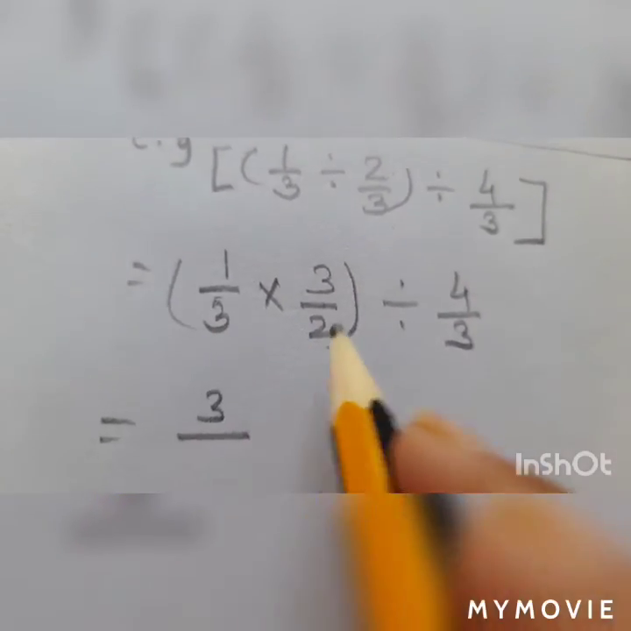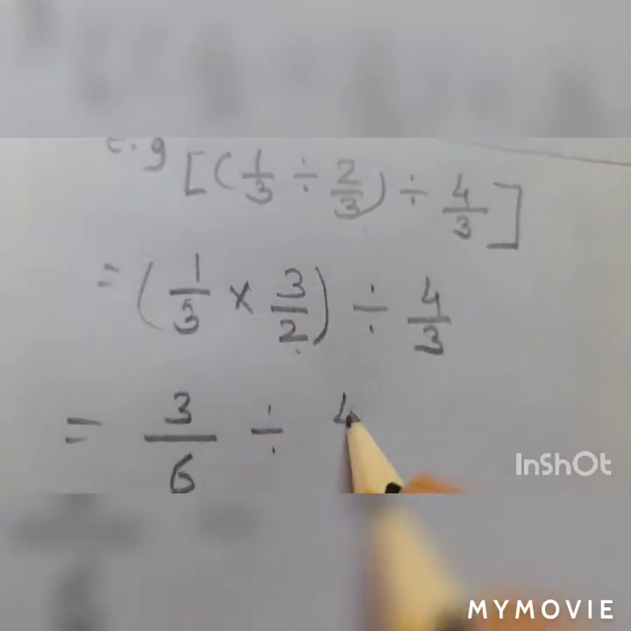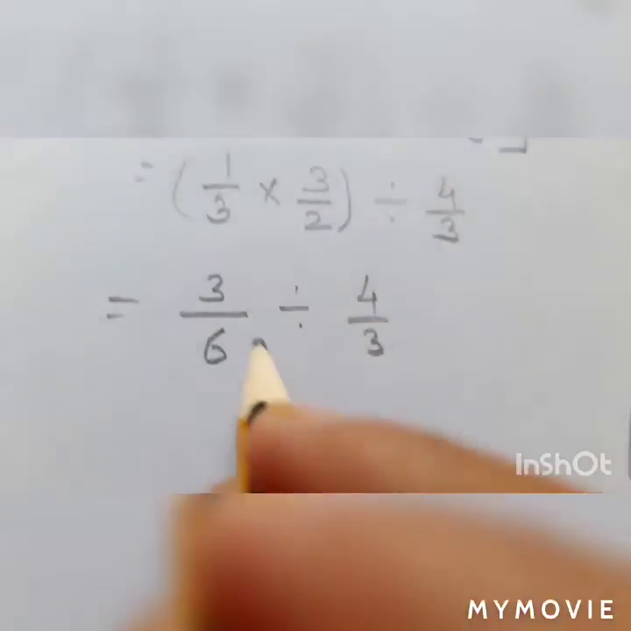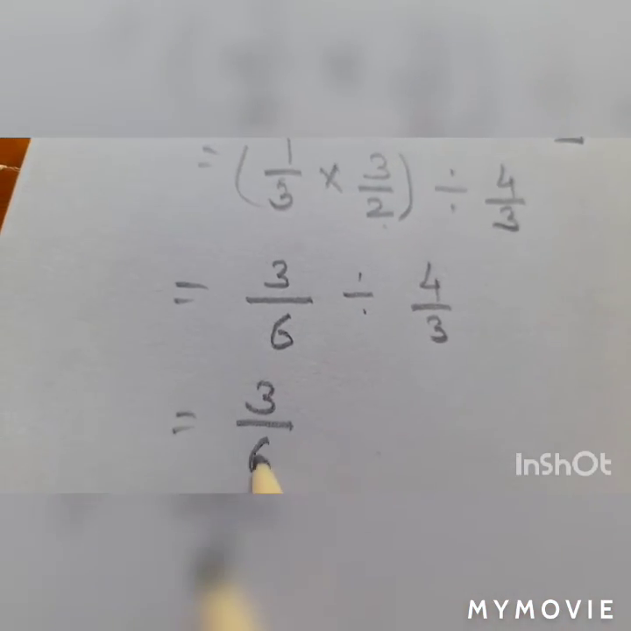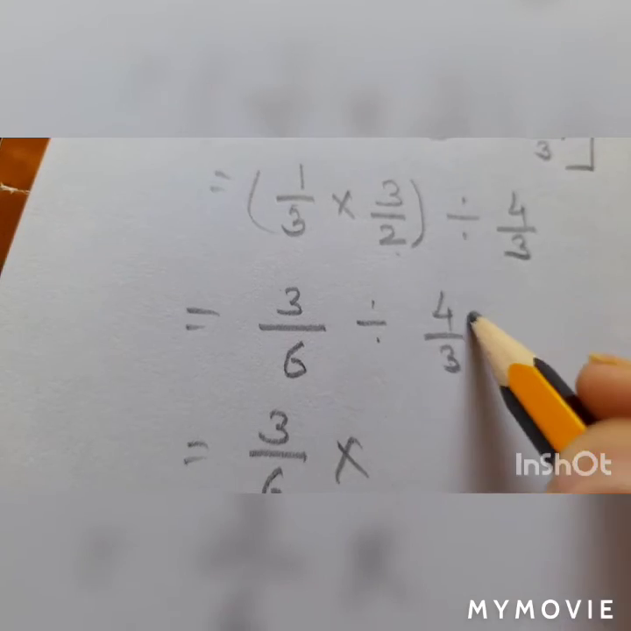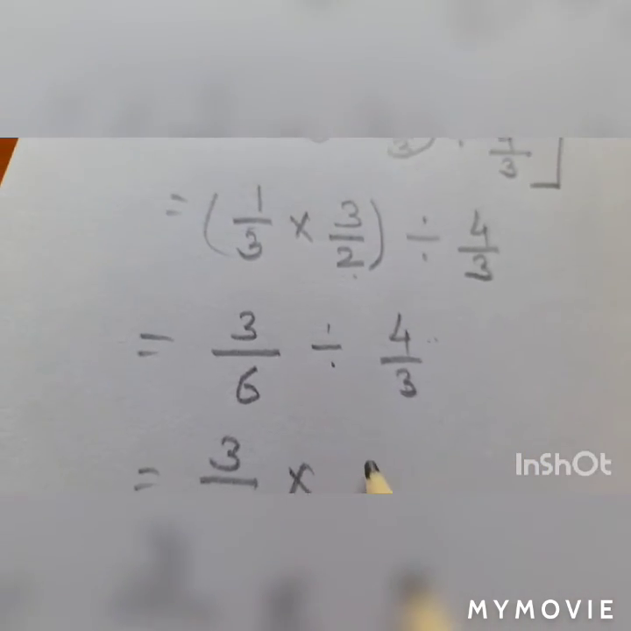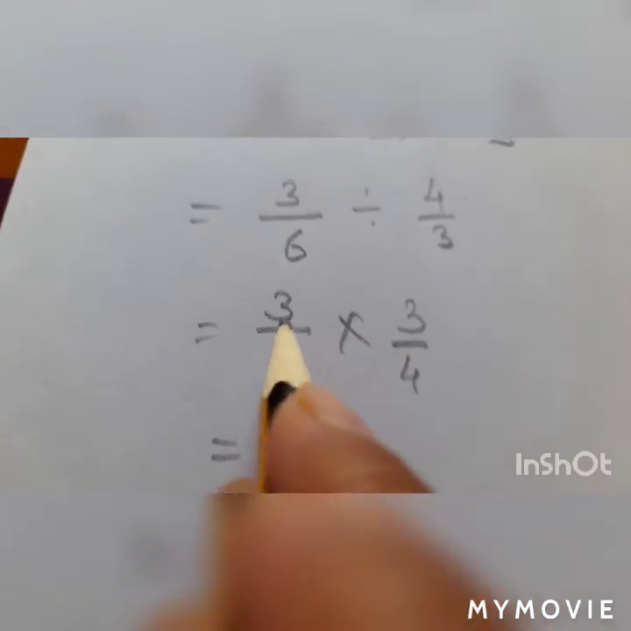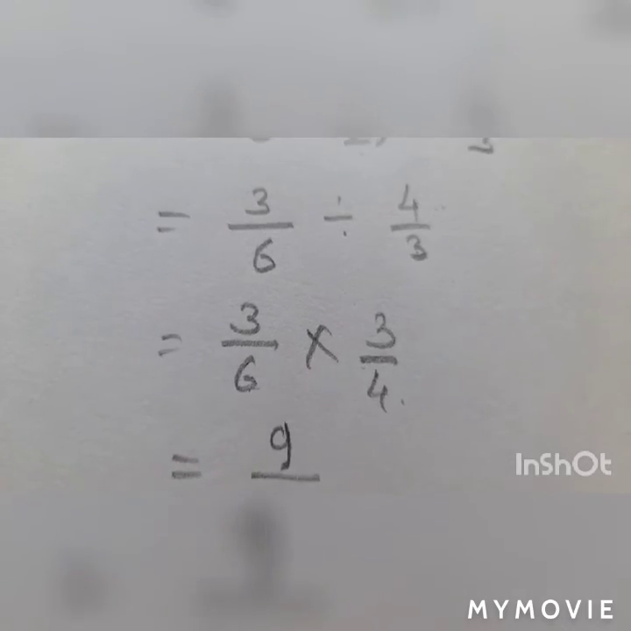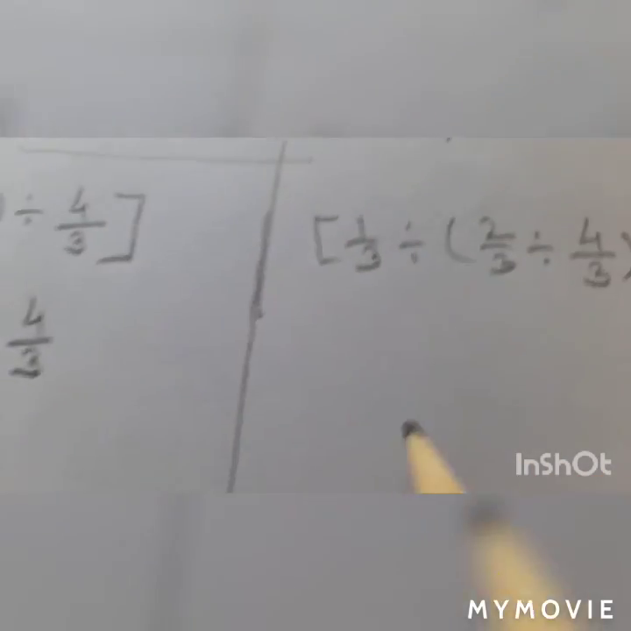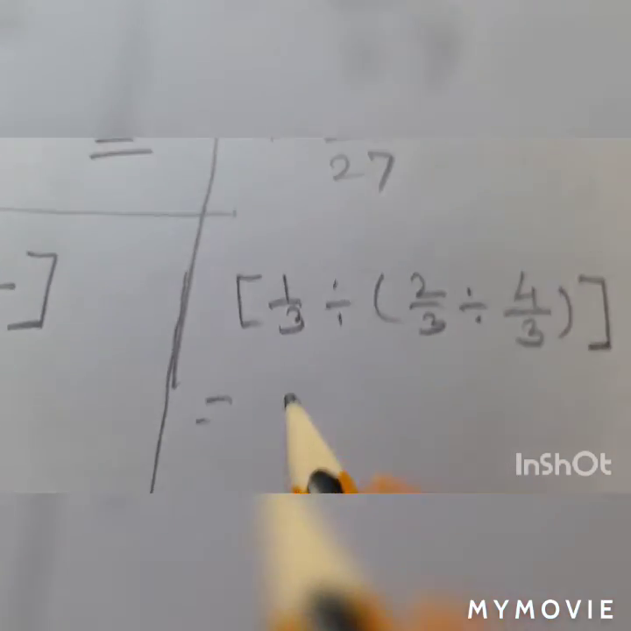One into 3 is 3, 3 into 2 is 6. Divided by 4 upon 3 is equal to 3 upon 6. The sign is multiplication sign. 3 upon 4. 3 into 3 is 9 and 6 into 4 is 24. The answer is 9 upon 24.